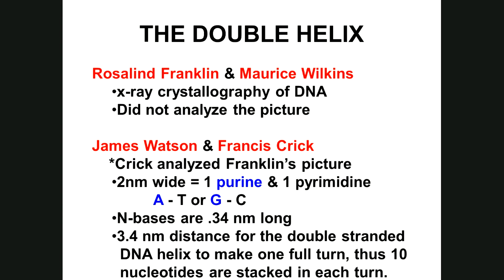That's from side to side. That's 1 purine and 1 pyrimidine. It's either AT or GC. The bases were 0.3 nanometers long. That's actually tall. And 3.4 nanometers distance for the double-stranded DNA helix to make 1 full turn. Thus, 10 nucleotides are stacked in each turn. So they discovered that it was an alpha helix. It was spiraling, 2 strands that spiraled, and they figured out all the dimensions of this. They went on to get a Nobel Prize, and you don't hear about Wilkins, but you hear about Watson and Crick.